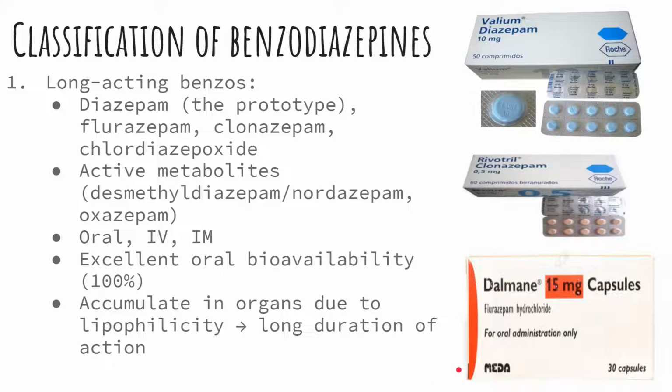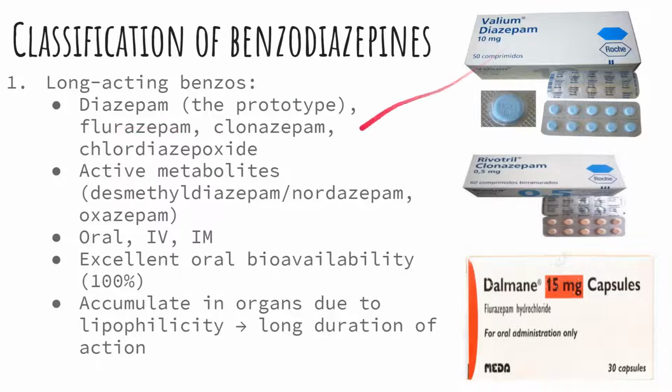Now, let's classify benzodiazepines depending on their duration of action. First of all, we have the long-acting benzodiazepines. Long-acting benzodiazepines, like we said, produce active metabolites, which means that they continue to have an effect even after they are metabolized by the liver. This will extend their half-life. Examples include diazepam, which is the prototype, اللي هو يعني, خلينا نحكي, ممثل هذا الكلاس, very important, also called Valium. Flurazepam, another important drug, clonazepam, and chlordiazepoxide. كل هاي أدوية من long-acting benzodiazepines.